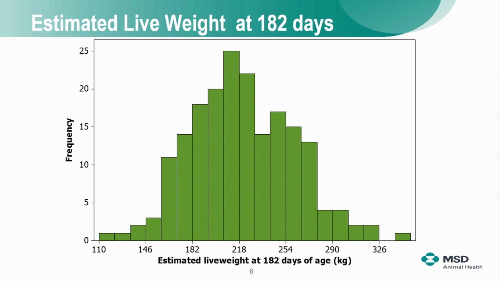So that's just to show a graph of the distribution of that estimated weight. On the x-axis we've got the weight, and obviously you can see that it's a relatively normal distribution around that population mean.